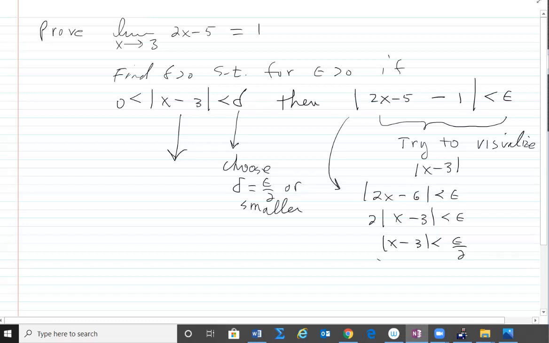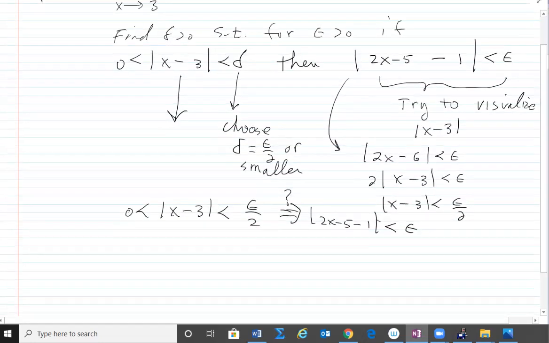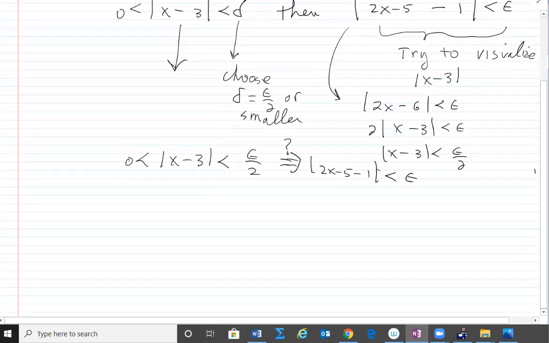And let's run through that and how that works. So if I start with this, will that imply, so here's my question, will that imply this? That's the question. If it does, then I've got my proof. Okay, then that's proving it. So I start with this. This is my choice of delta. Now I'm just going to work with this portion here.